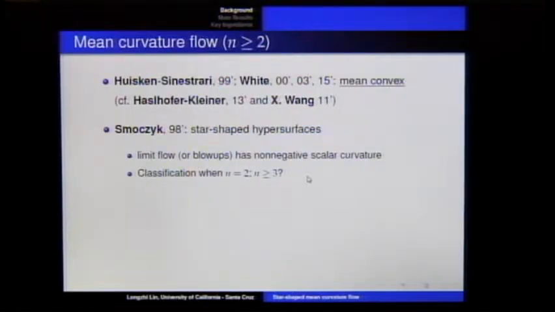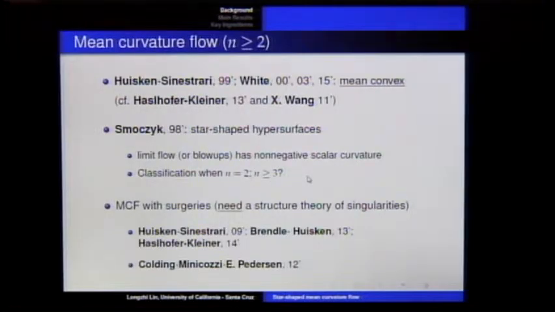So what we're going to prove here is that in all dimensions, the blow-up limits of the star-shaped mean curvature flow are convex, just like the mean convex case. So that you have a classification of all possible singularities. Of course, the classification of the singularity will be important in terms of the geometry and topology applications.